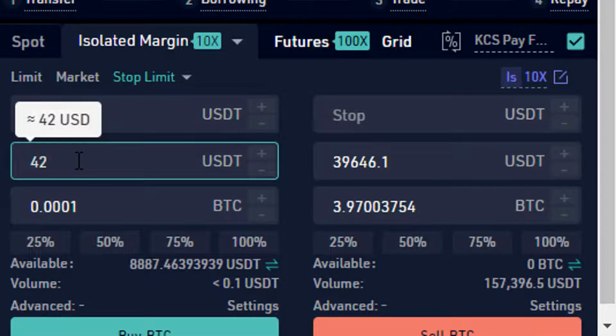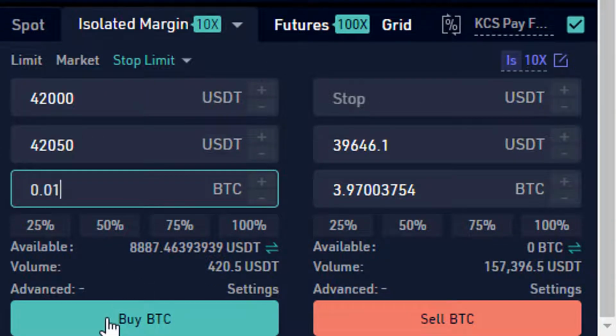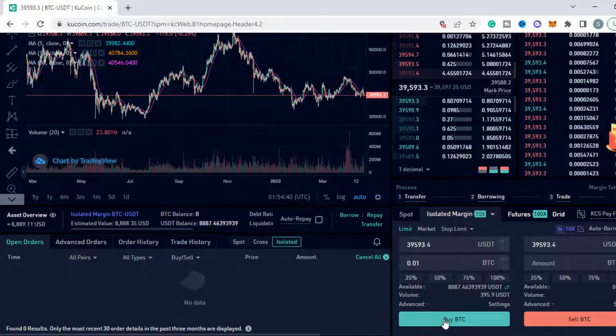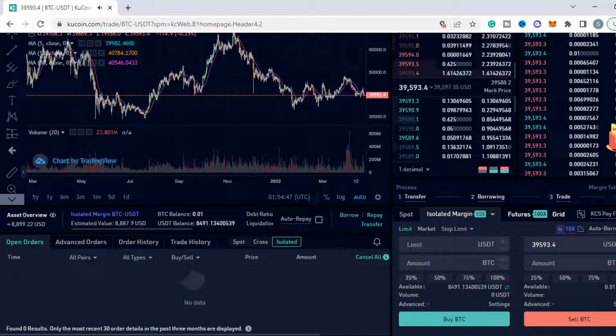I placed the stop limit order, and in case the price reaches 42,000, my order will be triggered and we buy Bitcoin. Let's say the market went down as we predicted, then we buy back the amount of Bitcoin we owe and are left with a small profit.